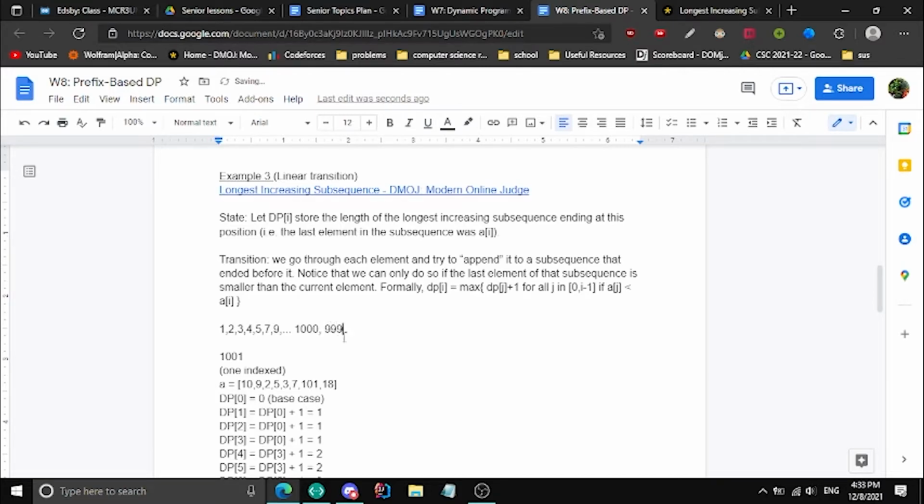Now, for the case of 999, it may be greater than anything that's before it, but it's not greater than 1,000. So therefore, it can't extend a valid subsequence like that. But for 1,001, since it is greater than the last element, it's going to be able to extend this increasing subsequence and form a new increasing subsequence, because anything before this 1,000 is smaller than 1,000 and therefore smaller than 1,001.